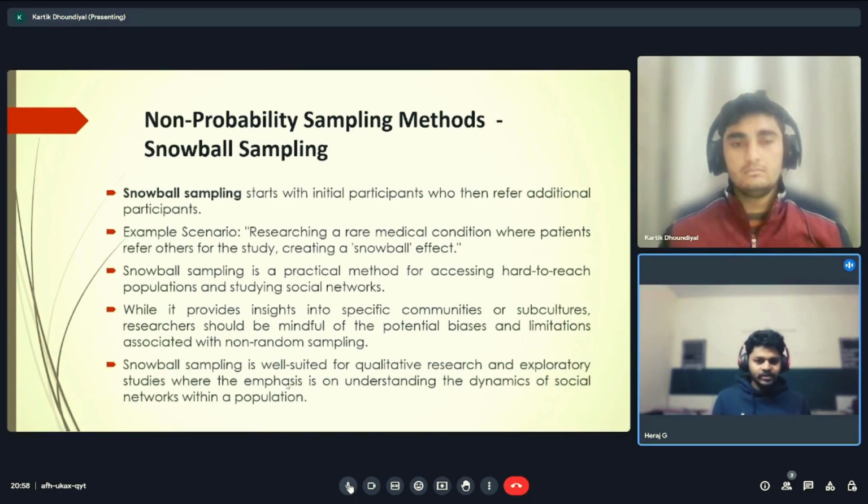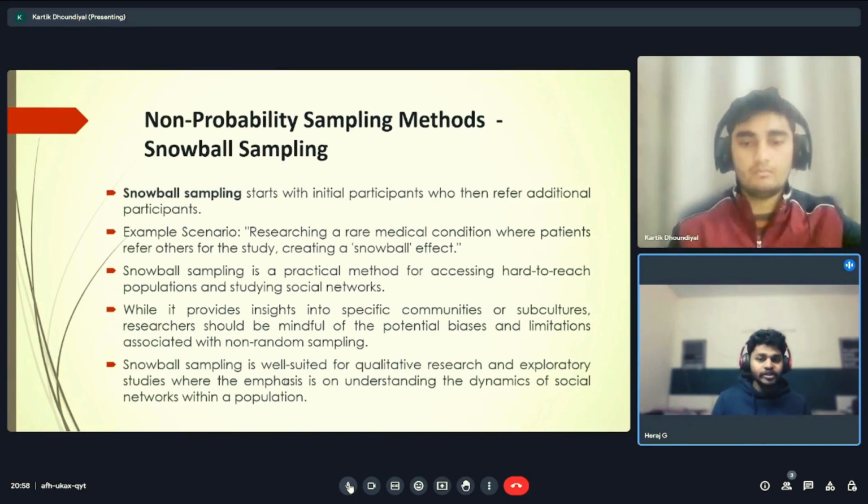Snowball sampling starts with initial participants who can refer additional participants. So I will explain with the help of an example. Researching a rare medical condition where patients refer others for the study, creating a snowball effect. So a rare medical condition is being researched with the help of referrals to other participants. In this way, the samples are being collected. So it is a practical method for accessing hard to reach populations and studying social networks.